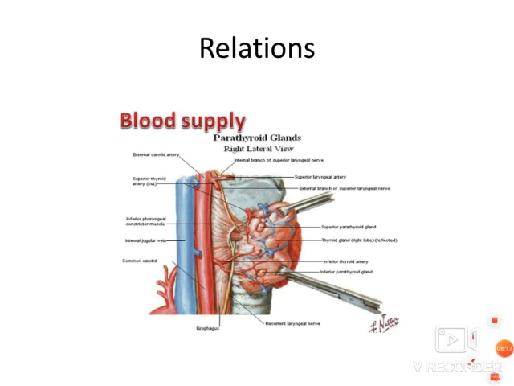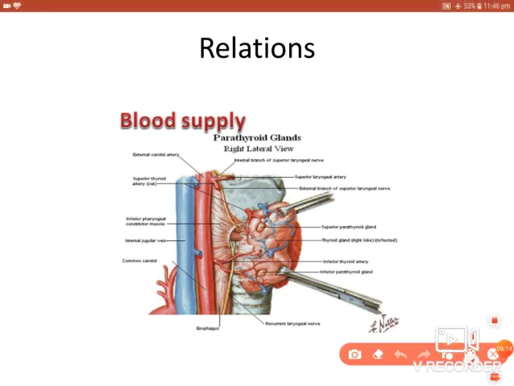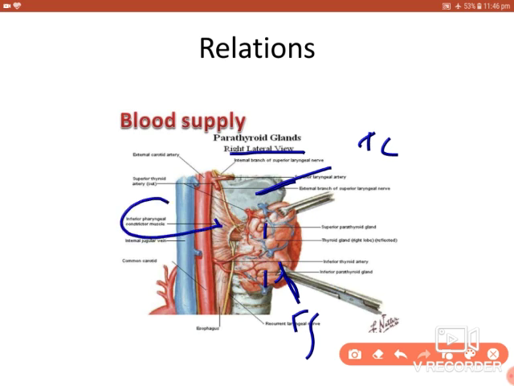Then here you are seeing the lateral view. This is the right lateral view. This is the thyroid gland. This is the right lobe of the thyroid gland. This is the thyroid cartilage. See here, you can see the superior and inferior parathyroid glands. See here this muscle, the inferior constrictor muscle.